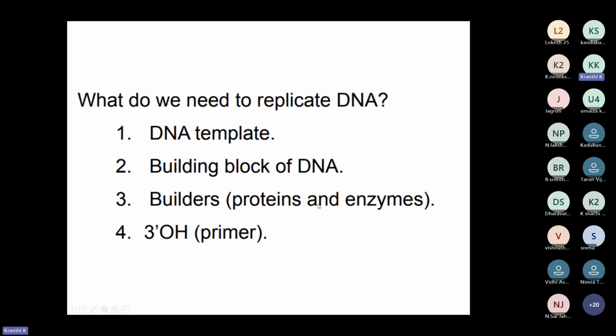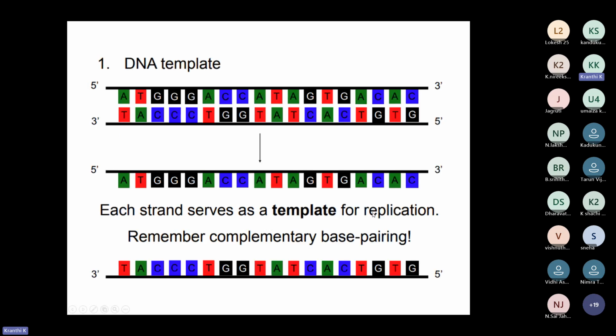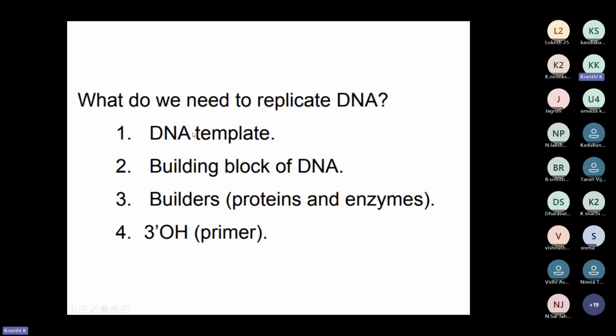Then later, replication also needs some proteins and enzymes: endonucleases, exonucleases, primers, helicases. So we need a lot of proteins and enzymes. And later we need a primer also. Primer means initiation, right? So from the primer only, the replication process will start. Okay, so we need these things to create a new DNA. Okay, let's start. First we will see the DNA template.